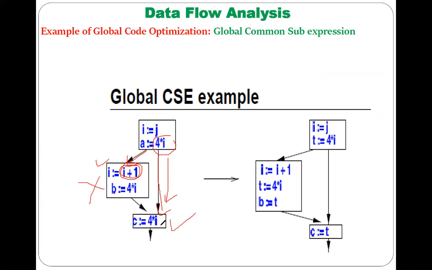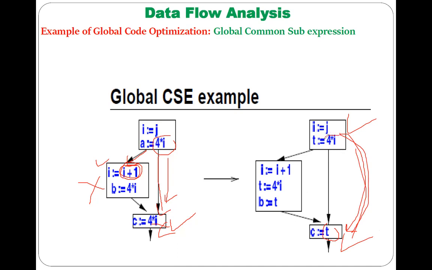So 4 into I is not available at this point. So we can do the optimization between these two blocks. You can remove this, and instead of that you can write T. So this is nothing but common subexpression elimination, that is, global common subexpression elimination. Why is it called global common subexpression elimination? Because while doing this optimization, you have to interact with two basic blocks, this basic block and this basic block. Understood?